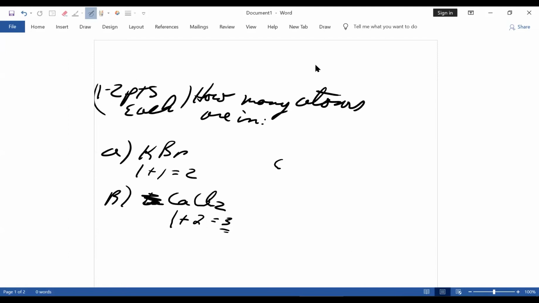Oh, let's do another one. That's an Mg. How many atoms are in magnesium nitrate? I don't know if this exists or not. Don't put your answer in the chat. Give everybody time to do it.